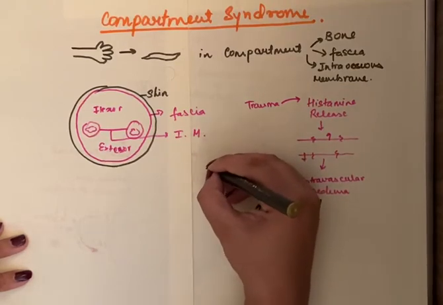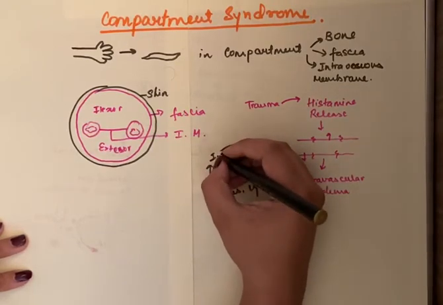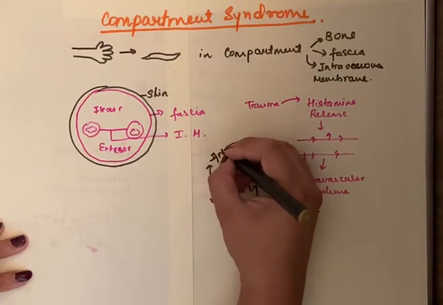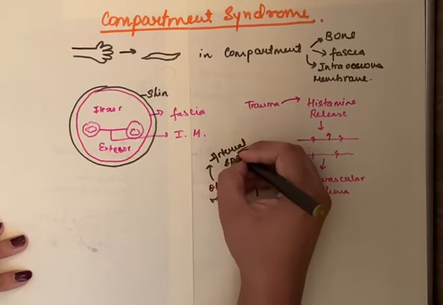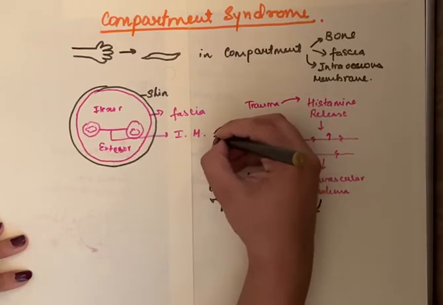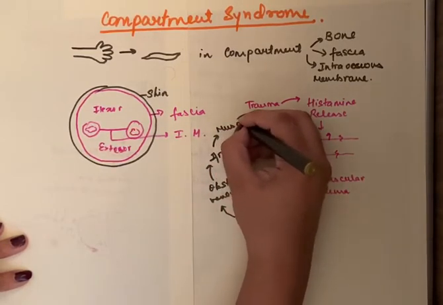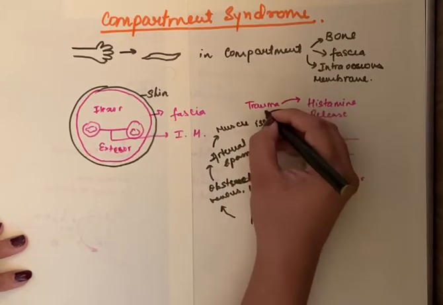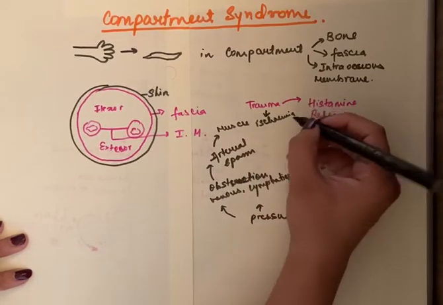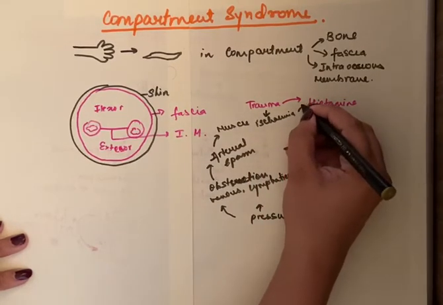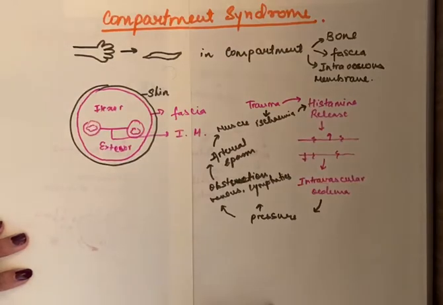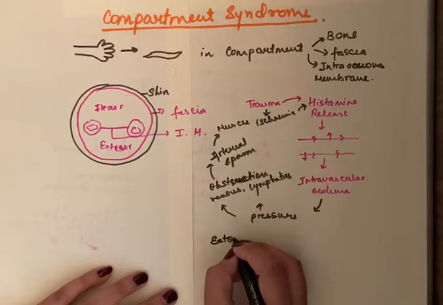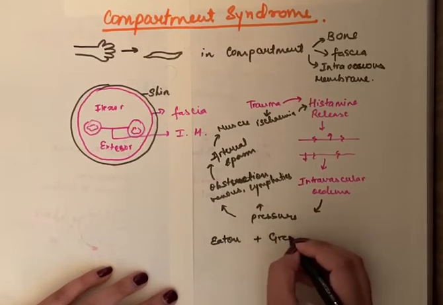Further, there will be ischemia and spasm. There will be spasm of arteries, arterial spasm, causing muscle ischemia. This ischemia also is caused by trauma, and this muscle ischemia is also a factor in the release of histamine. This is given by Eaton. This is known as Eaton and Green cycle.